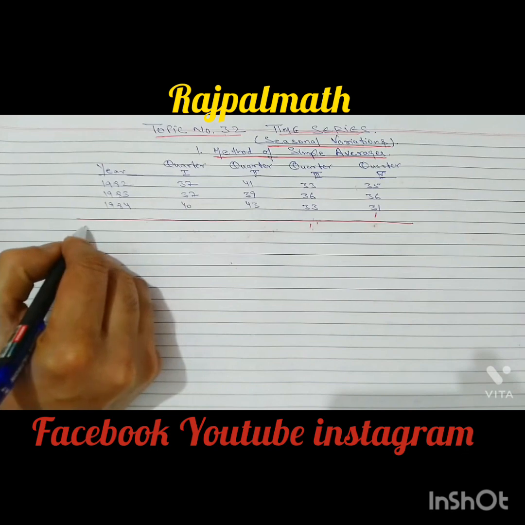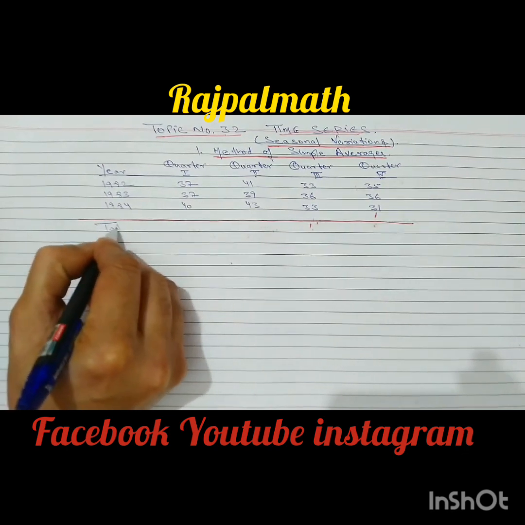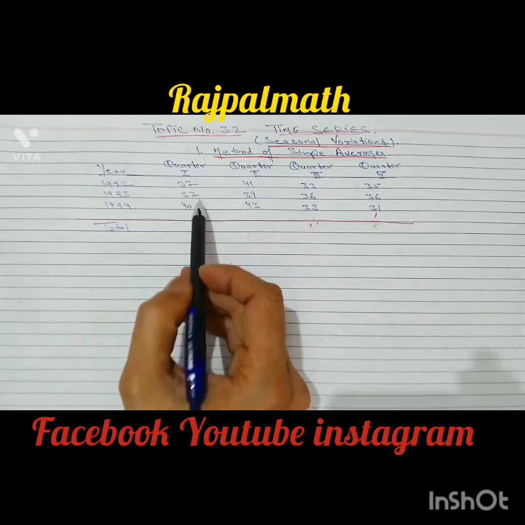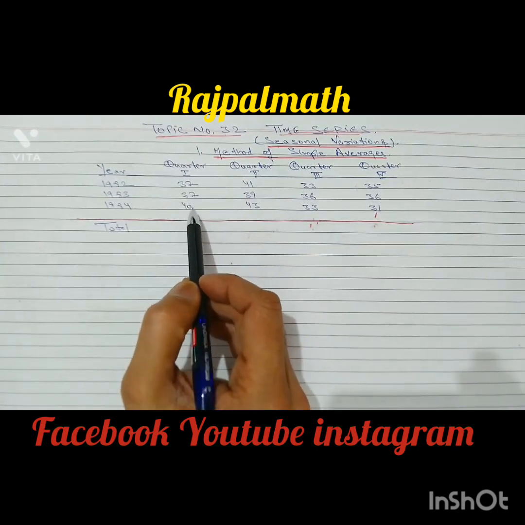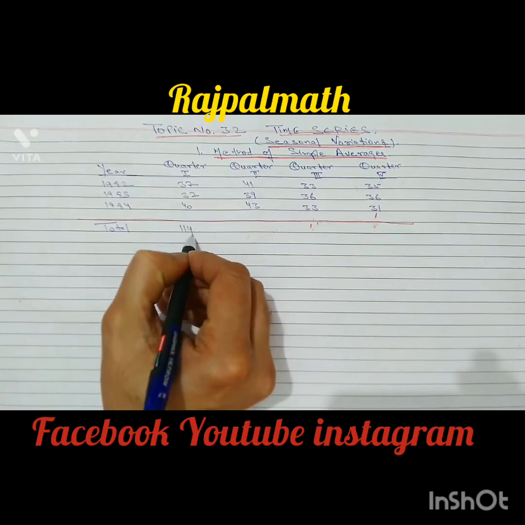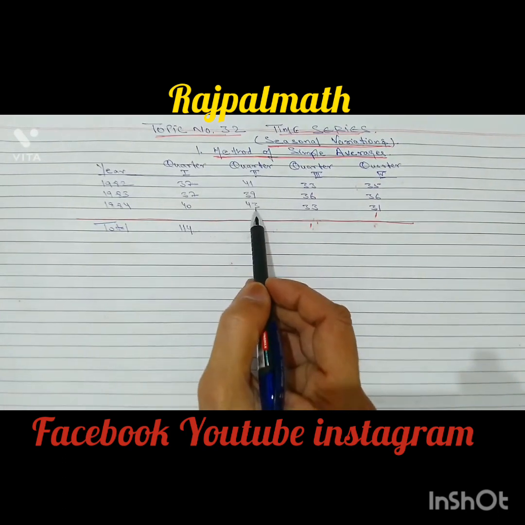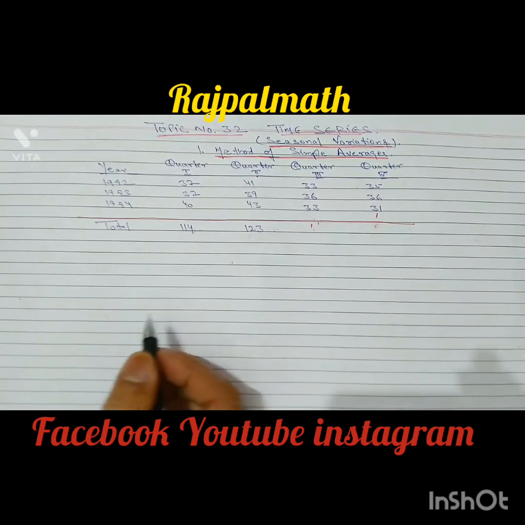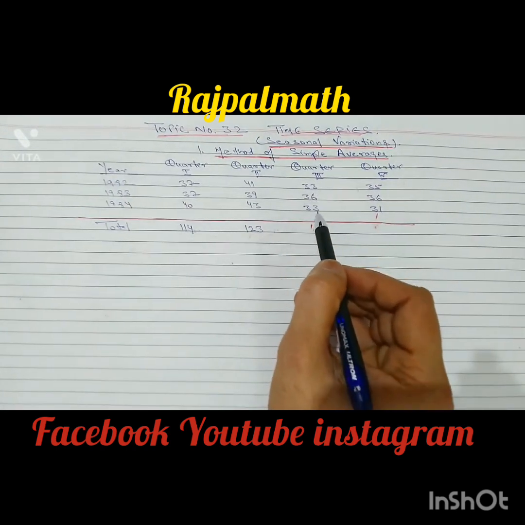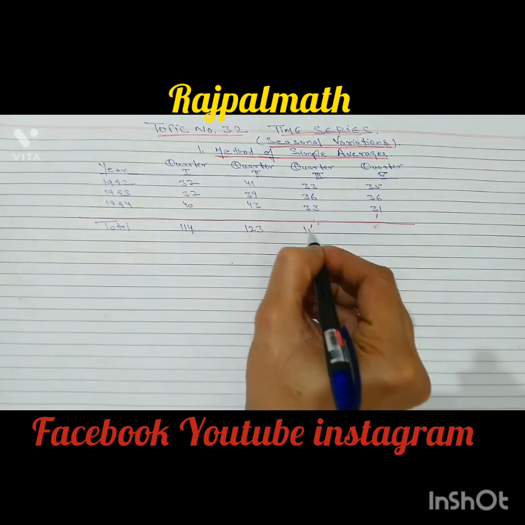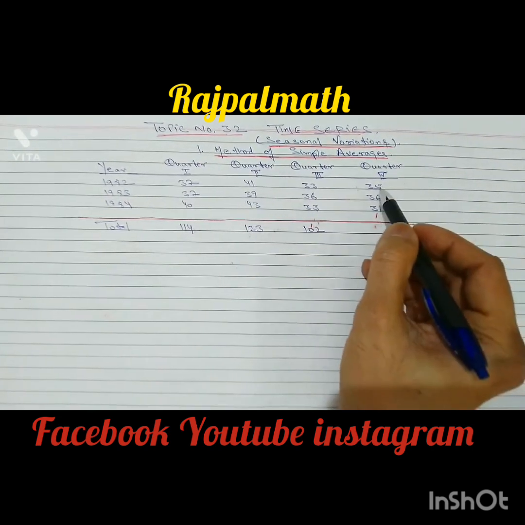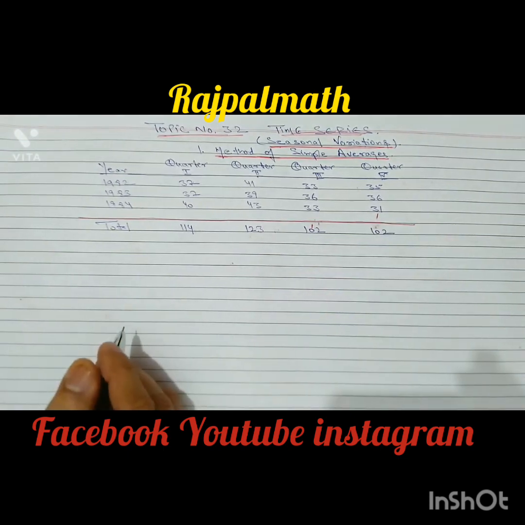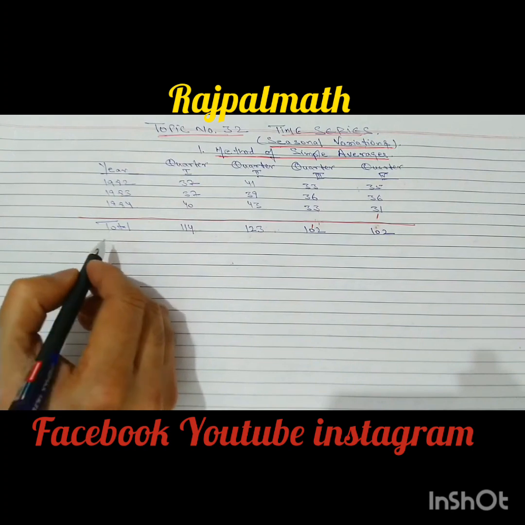First, find the total. The total for the elements 37, 37, 40 is 114. Then 41 plus 39 plus 43 is 123. Then 33, 36, 33, sum is 102. Then 35, 36, 31, again the sum is 102.